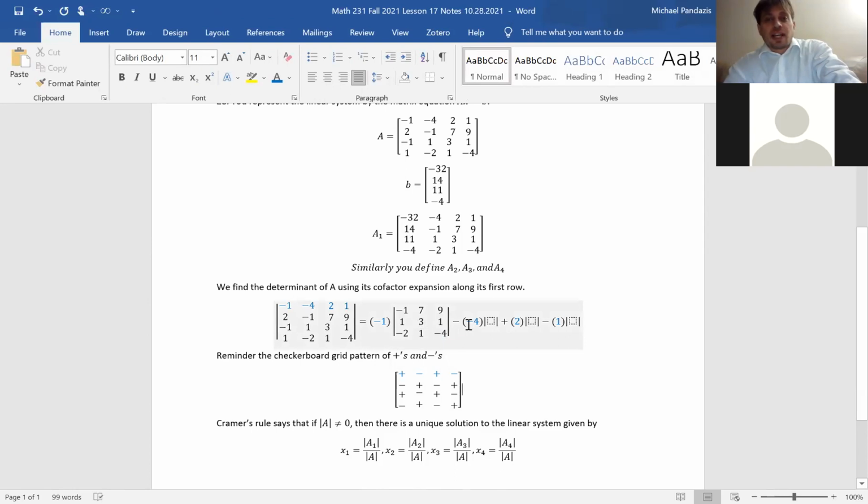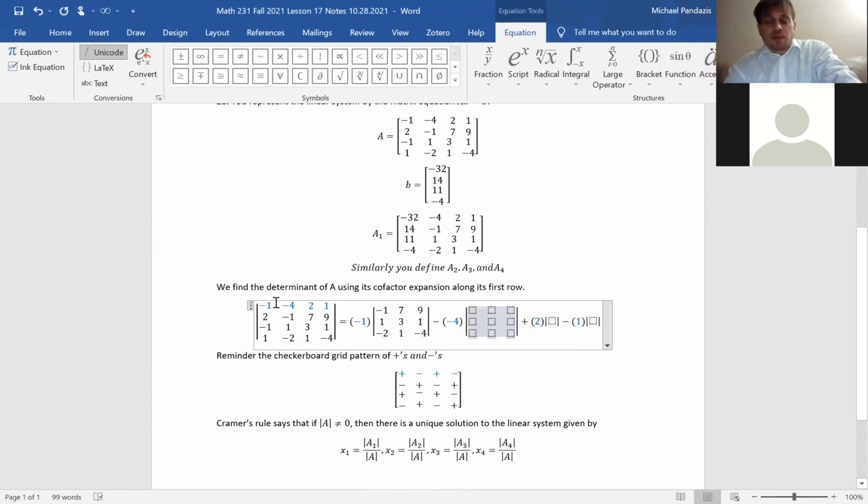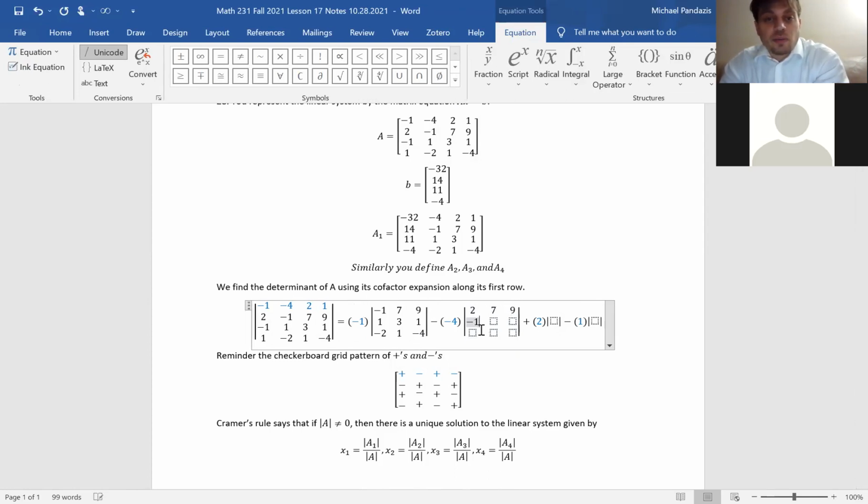Yeah. Okay, and then the -4 has its own corresponding submatrix. If you remove the row -4 is in and the column -4 is in, you're removing the first row and second column. If you do that, you keep the order of everything else the same. And so you have 2, 7, 9, -1, 3, 1, and then 1, 1, -4. Does that make sense?